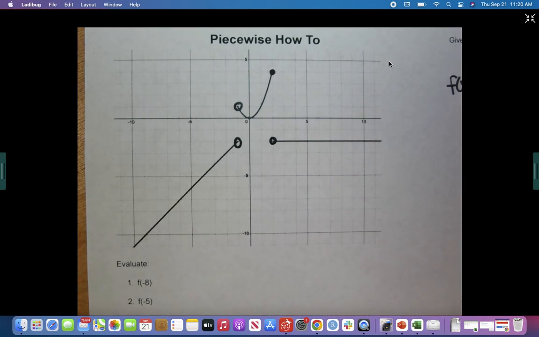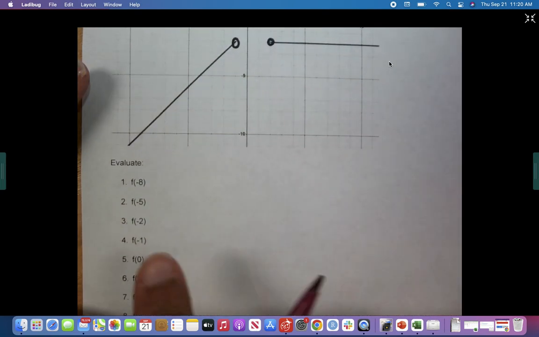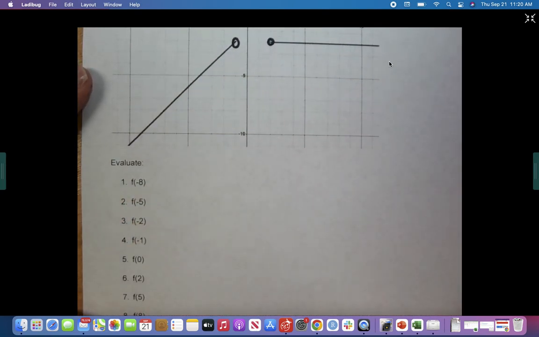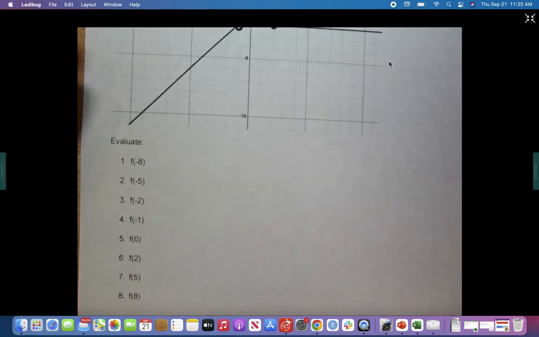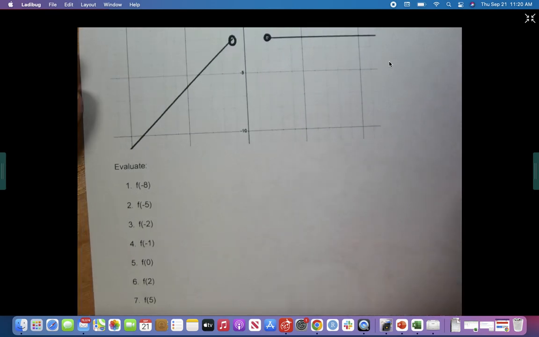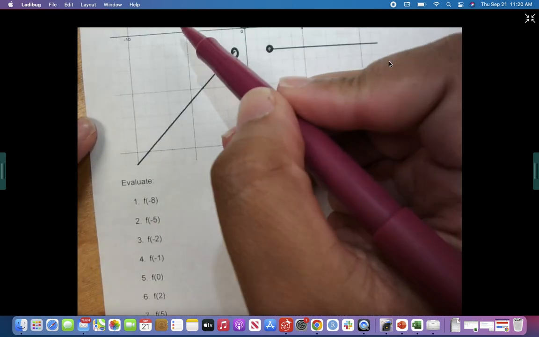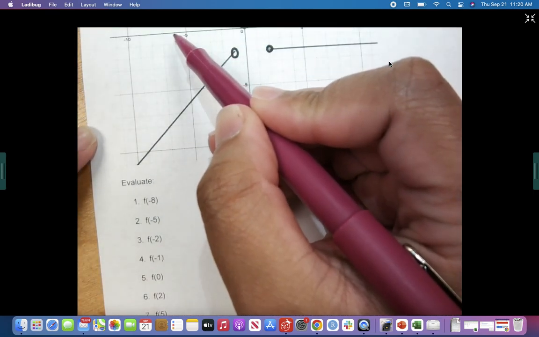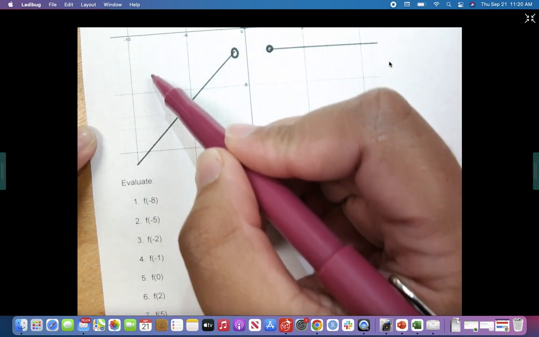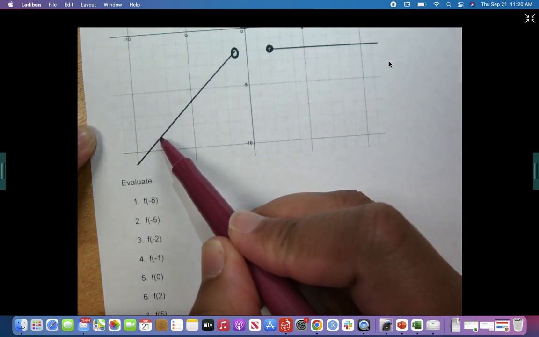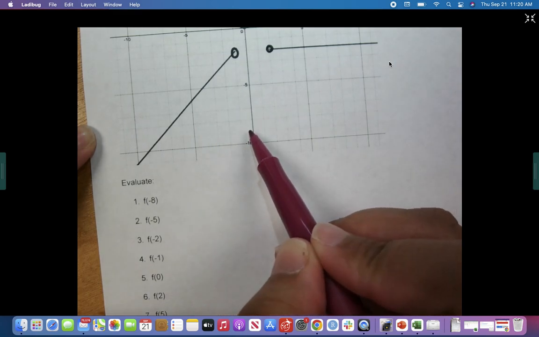All right, so the way you evaluate from a graph, you do it the way you normally would if you were looking at a regular graph. So the number that's in parentheses, remember that is your x value. So for all of these, we're given x, and we're trying to find the y value that goes with it. So f of -8, so I'm going to come over here, -5, -6, -7, -8. Then the y value that goes with that would be -9.